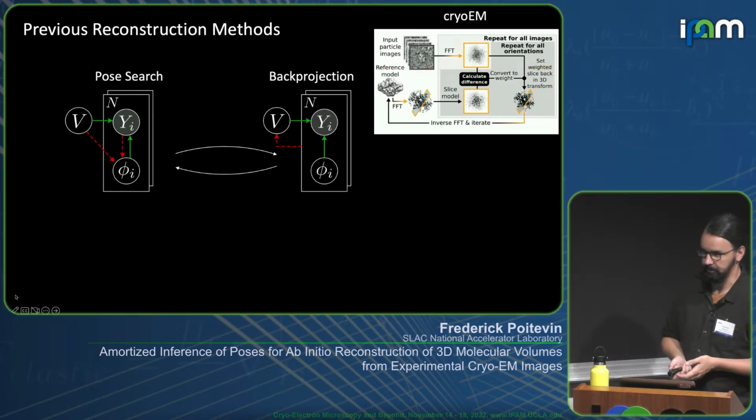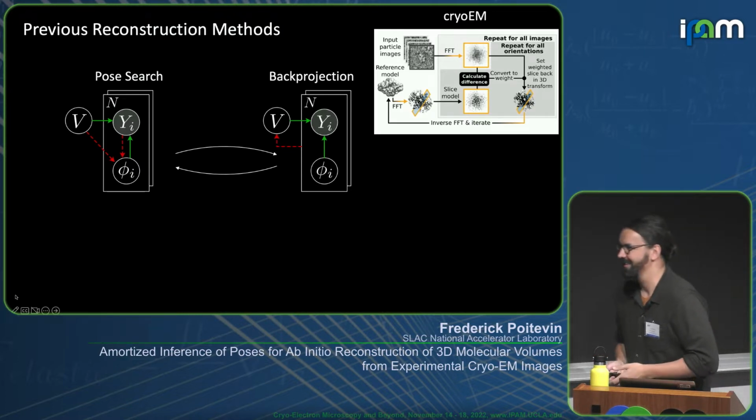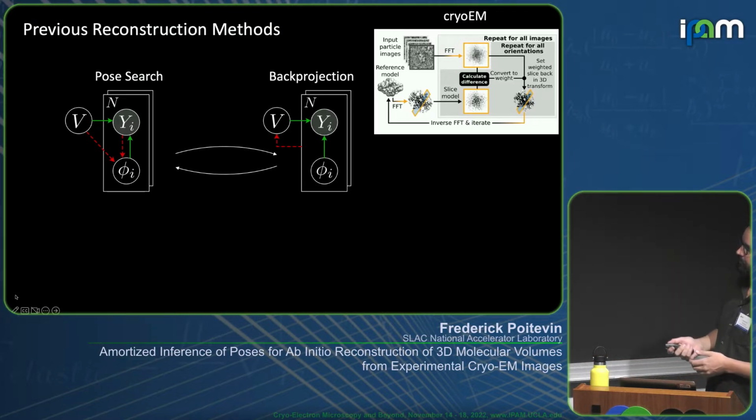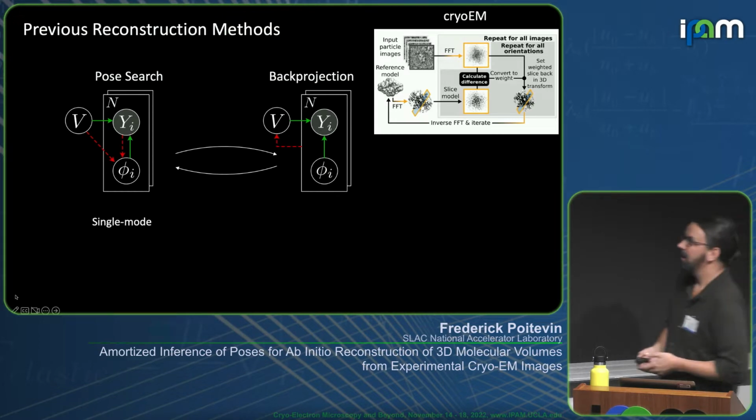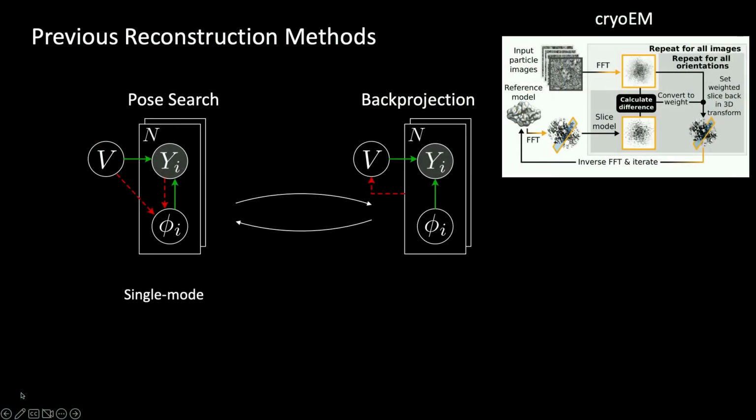Well, today, obviously, we talk about Cryo-EM, but since I work for an X-ray facility, I had to mention the other one. So, contractually. So, there are several ways to do each of those steps. So the pose search, you could either say, I'm estimating exactly one pose for each image, or I estimate the probability over all the poses, which is multi-mode versus single mode. And in the back projection step, you can do several things.